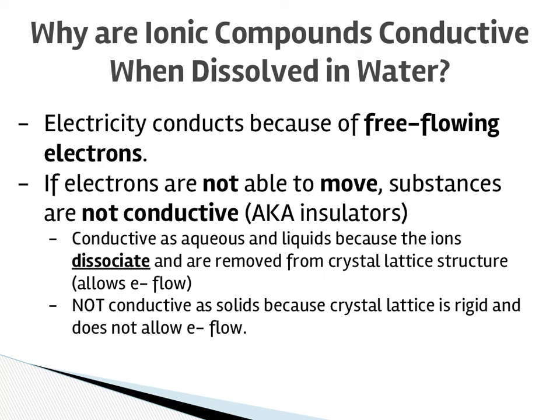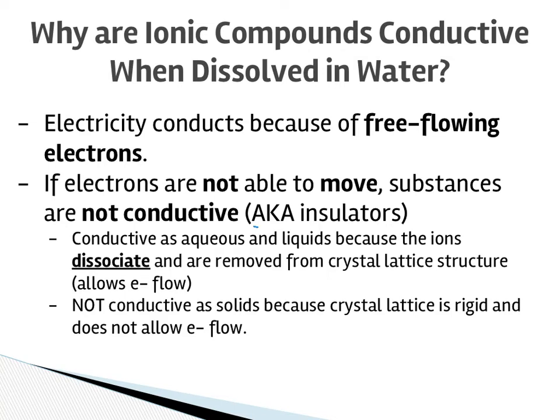So in order to explain that, you really need to understand why electricity occurs, or why conductivity happens. So electricity conducts because of free-flowing electrons. That means that we have electrons that can move. They can move from one atom to the next, or they can move within a bond. They're not held really, really tight. Now, if we learn anything about an ionic bond, it's that it's really strong and really rigid. So if electrons aren't able to move, they can't conduct electricity.